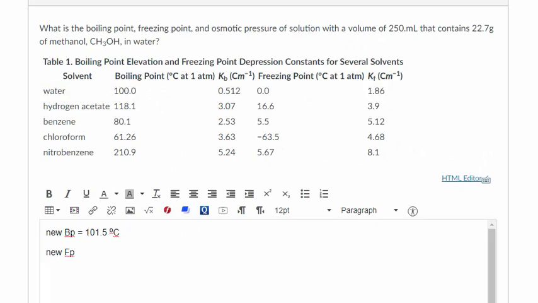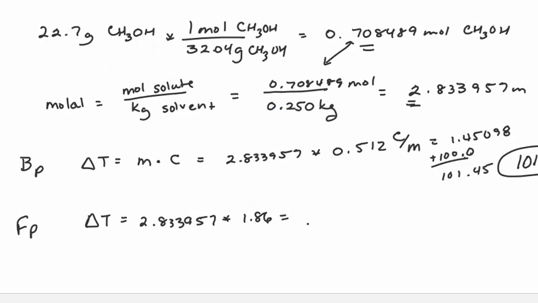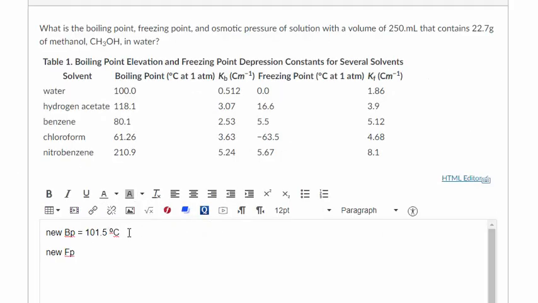So the change in temperature for this is going to be 5.27. The original freezing point was 0, so I'm going to subtract this from 0, 0 minus 5.27, and I think it's listed as 0.0, so we're going to round that as negative 5.3 degrees Celsius. And that's a negative. Make sure to keep the sign. The sign is important.